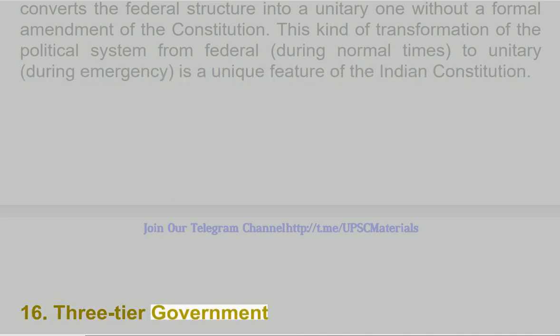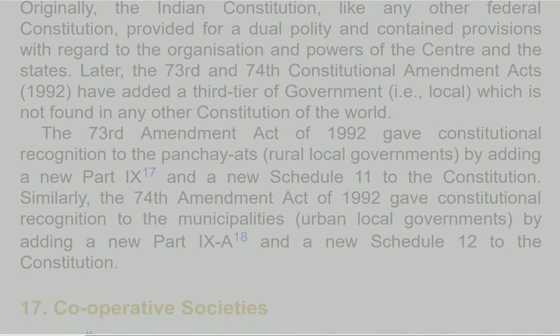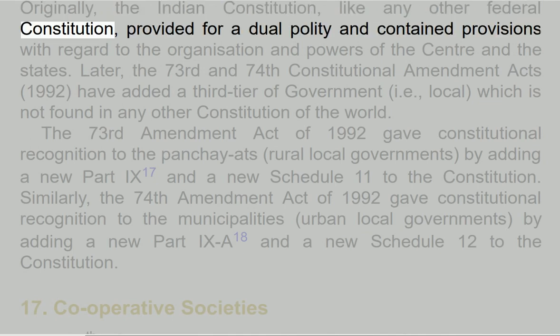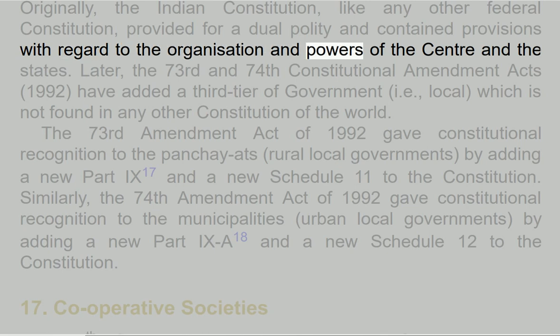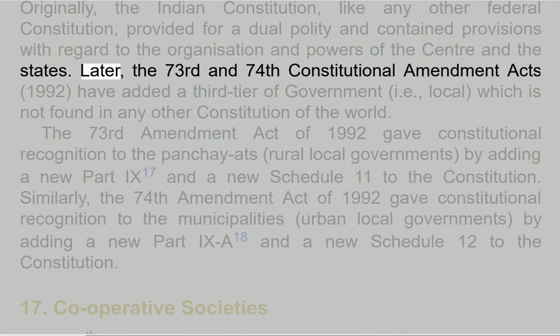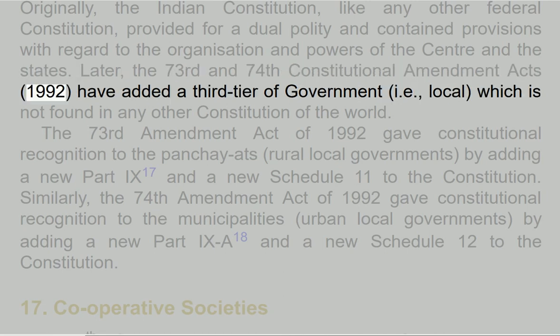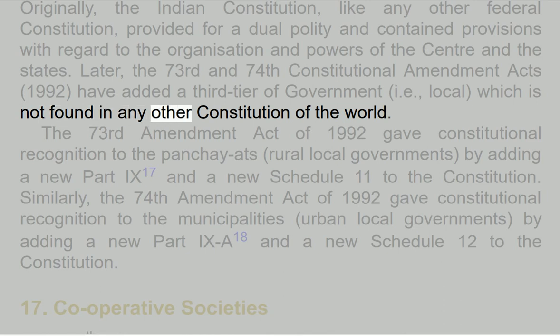16. Three-tier government. Originally, the Indian Constitution, like any other federal constitution, provided for a dual polity and contained provisions with regard to the organization and powers of the centre and the states. Later, the 73rd and 74th Constitutional Amendment Acts, 1992, have added a third tier of government, i.e., local, which is not found in any other constitution of the world.